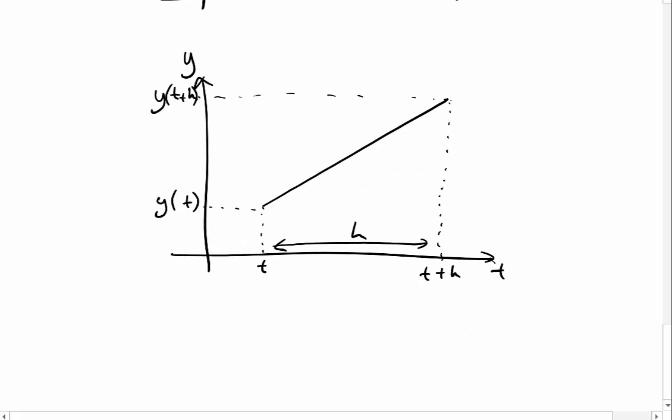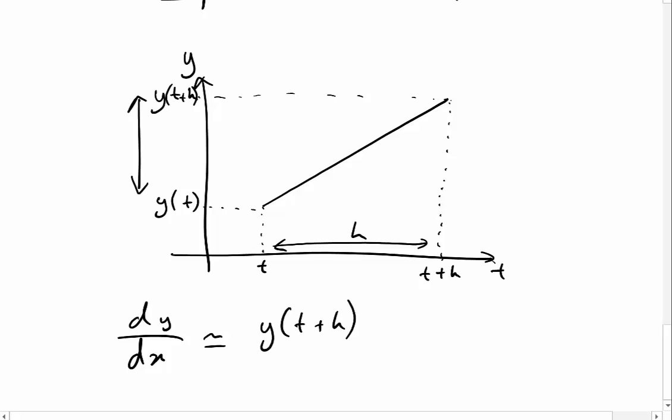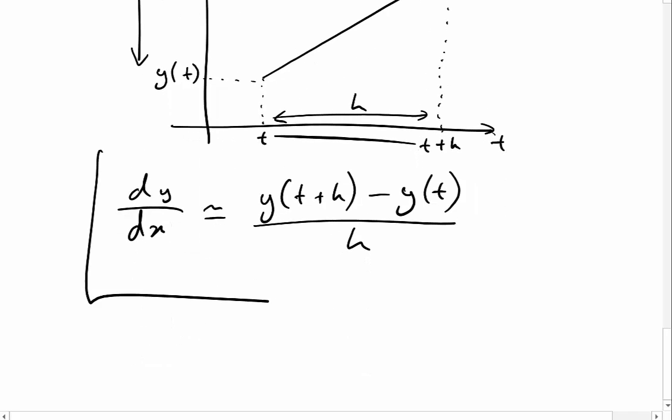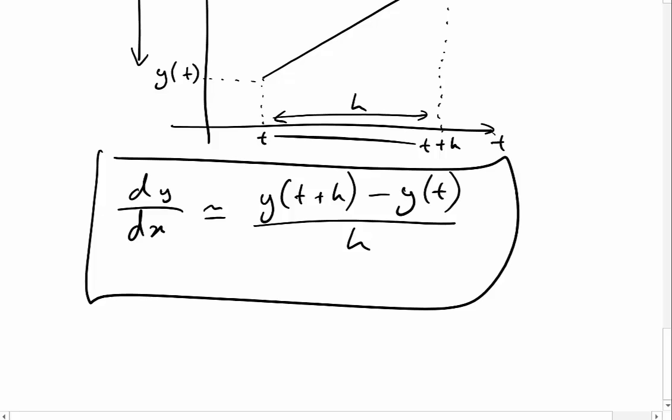Now what is the gradient of this straight line? Hopefully you can see. So I've got dy by dx, that's the gradient, is approximately equal to change in y, which is y of t plus h minus y of t, that's my change in the y direction, over my change in the x direction. I've just said that I've moved in the x direction by h. So this is roughly what I get for differentiation from first principles.